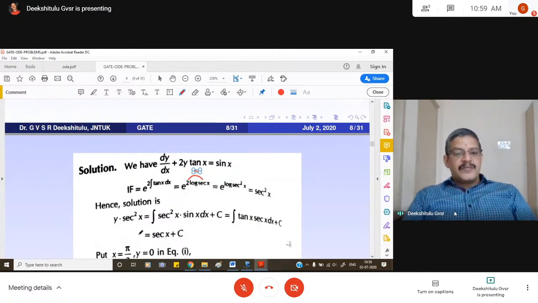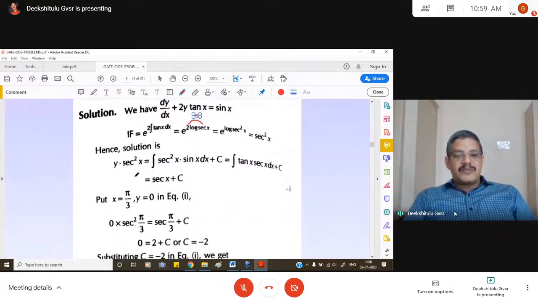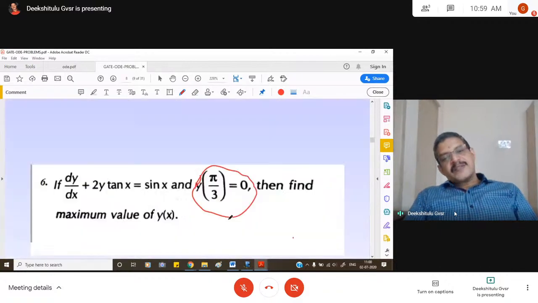And the solution is y into integrating factor is equal to integral of q into integrating factor plus c. This is the formula for linear equations. So y into secant square x is equal to integral of q of x, that is sin x, into integrating factor. So this is same as secant x tan x, whose integral is equal to secant x plus c. So the solution is y secant square x is equal to secant x plus c. And y at pi by 3 is equal to 0.